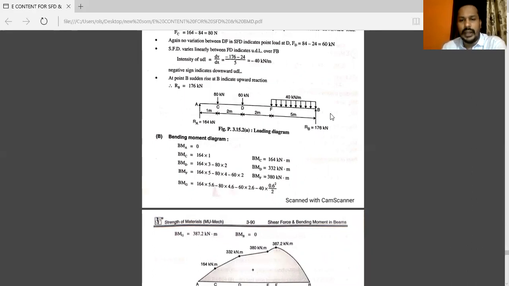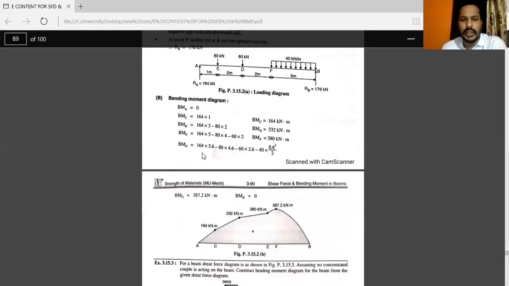At point A and at point B, the bending moment will be 0. You just have to calculate at C, D, F, and at point G. Already you know how to calculate bending moment. By using the sagging and hogging concept, you can calculate the bending moment.